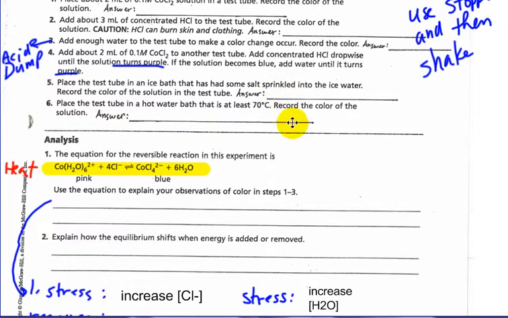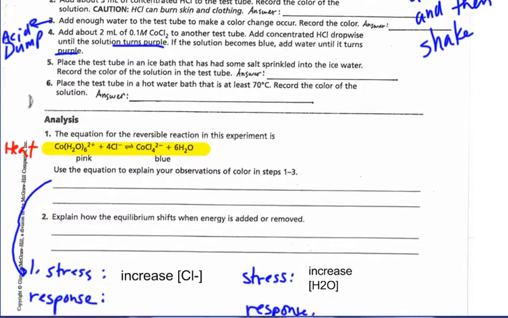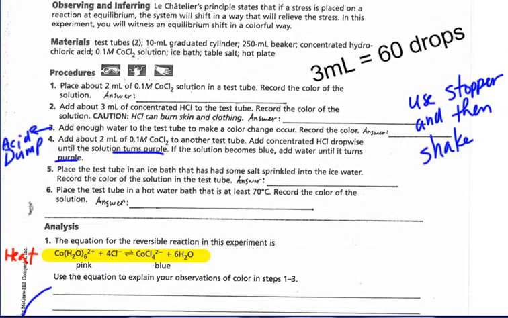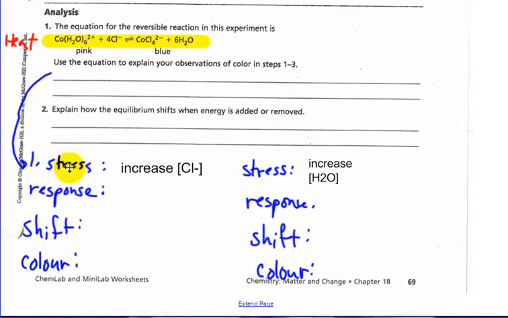And then when you finally get your answer here, you'll be able to determine, well, is it endo or exo? Okay. The analysis questions: use the equations to explain your observations in steps 1 to 3. So for the step involving adding HCl and the step of adding water, you could simply use this down here. I'd copy out this and use this as reasoning here. So the first stress was increasing Cl, the second stress was increasing water. Of course, you know what the color is going to be, or you got the color, so what was the response, and then which way must it have shifted in order for that to happen? So just fill this in.